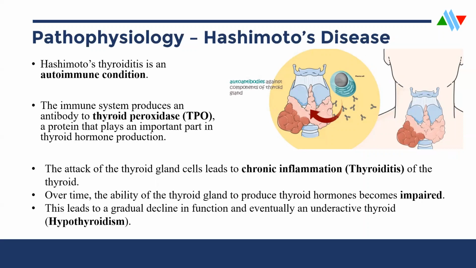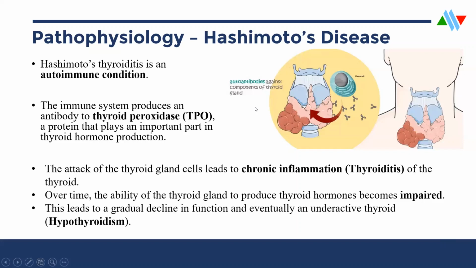Okay, so when this antibody is produced, it affects the thyroid peroxidase, and in turn that ends up affecting the production of the thyroid hormone. So the attack of the thyroid gland leads to some sort of inflammation, and if it's chronic, we end up having thyroiditis over a period of time and impairing the production of the thyroid hormones, so the T3, T4. As a result, we start having a gradual decline in the functioning and eventual underperforming of the thyroid gland, leading to a state of hypothyroidism.